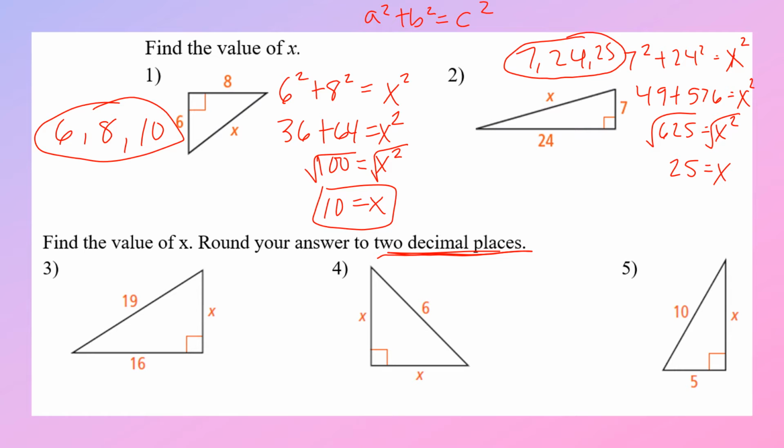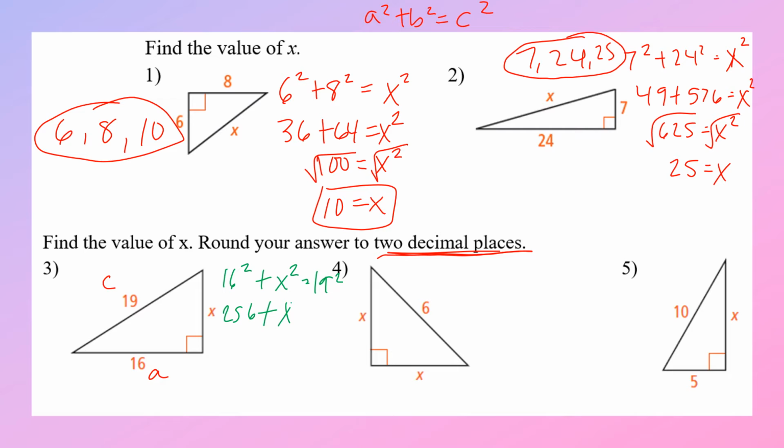So for number 3, now this one's a little different because we have the hypotenuse. So this is like our c, and then we have a and b. So we are going to set this up just a little bit different here. But I have a squared, so 16 squared, plus either b squared or x squared, whatever you want to do, equals c squared, which would be 19 squared. So you are going to simplify those. So 16 squared is 256.